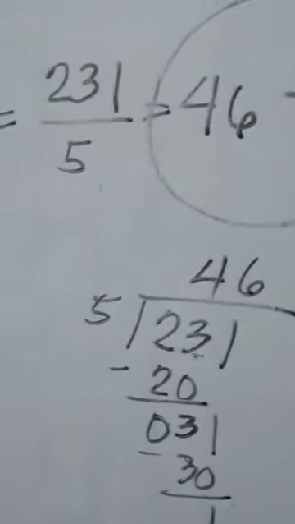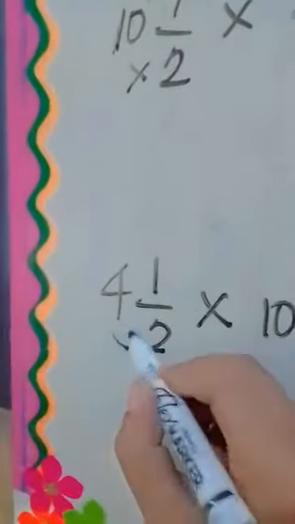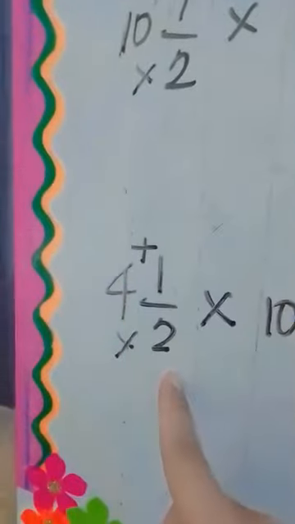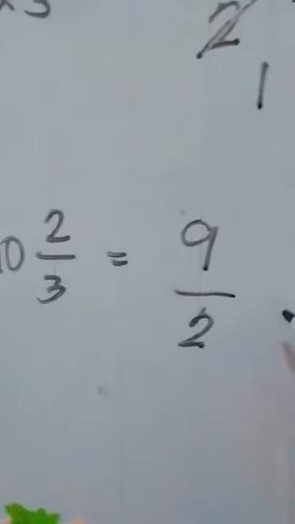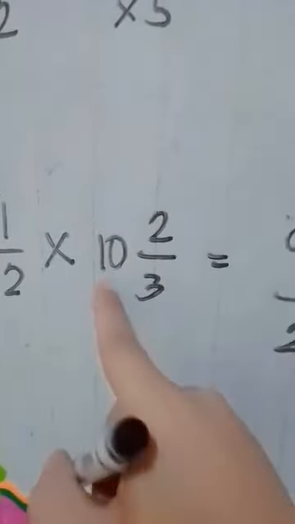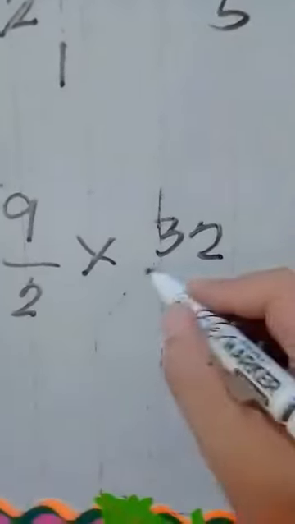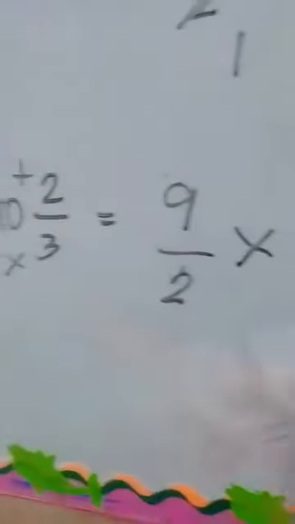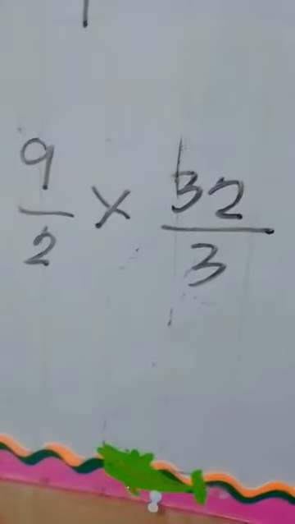Okay, so let's go to number 2. Okay, so times plus, 4 times 2, 8 plus 1 equals 9. Then copy the denominator 2. Okay, 3 times 10 equals 30 plus 2 equals 32 over, copy denominator 3. Okay, so if we look at it, there is something we can cancel.